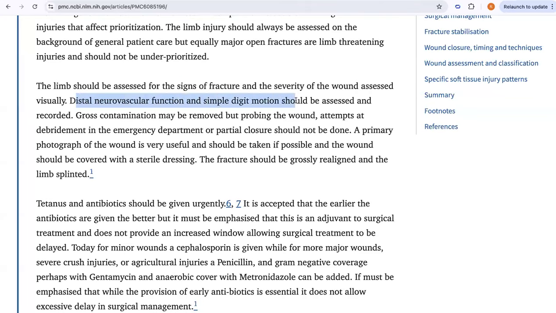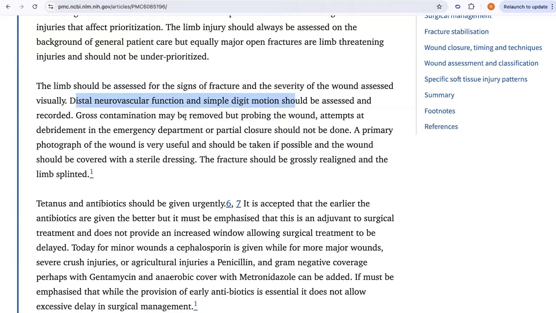Distal neurovascular function should be assessed. Gross contamination: let's say if you see a lot of dirt, leaves, mud on top of the wound, you can remove them. It's called gross contamination, which you can see visually, but you're not going to probe the wound without proper anesthesia. Remember, it's not a war. I've seen doctors, especially junior doctors, see a patient in a lot of pain with an open fracture, and they poke and try to wash out the wound without giving a local anesthetic or any kind of painkiller. The patient screams. It's a horrible thing to look at.